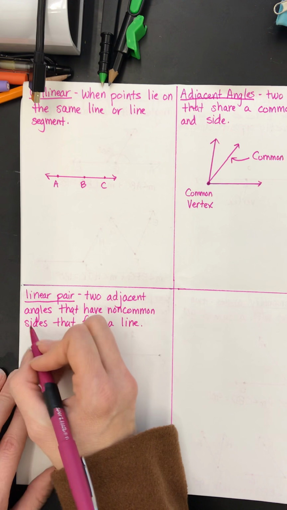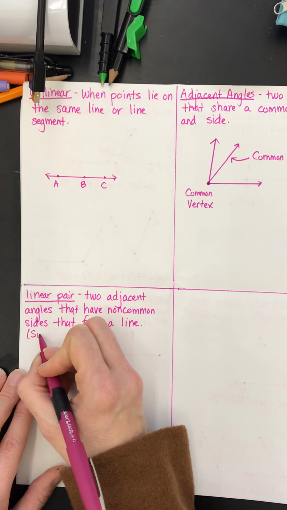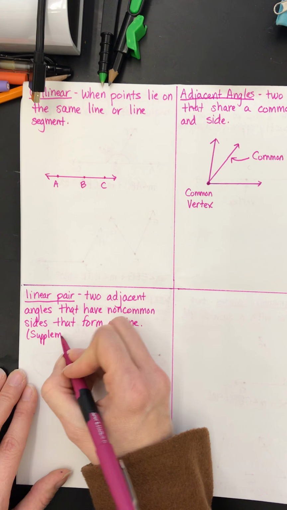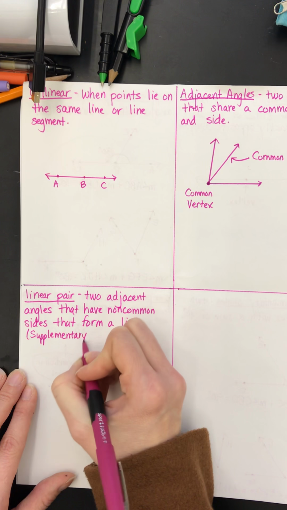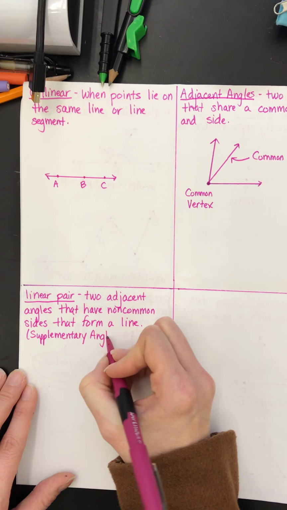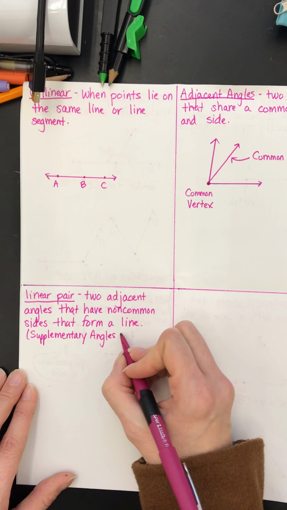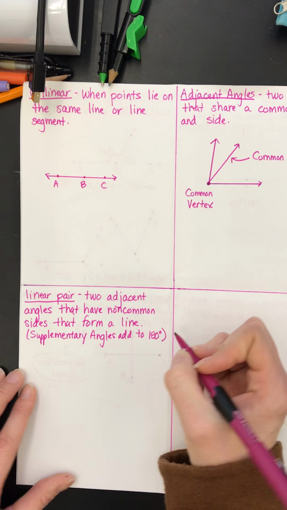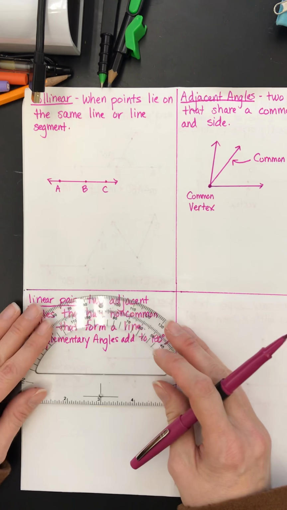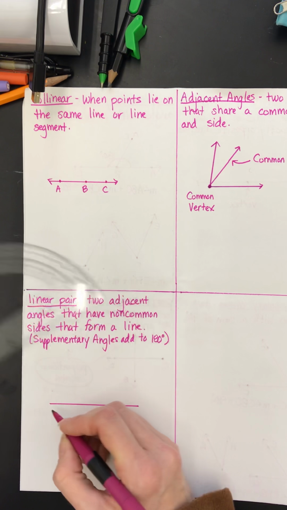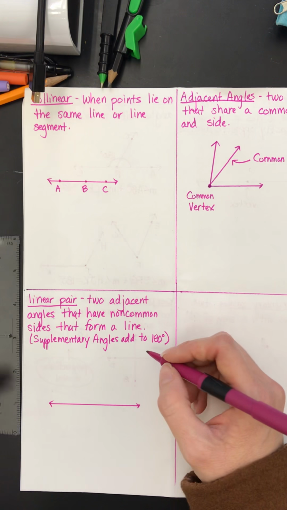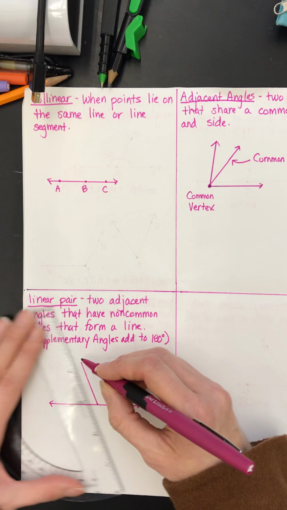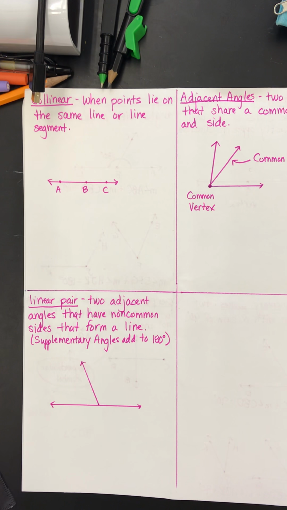And I'm going to put in parentheses here, it's also considered supplementary. All linear pairs form supplementary angles, and they add to 180 degrees. Okay, so a linear pair looks like this. All right, so that's a linear pair.